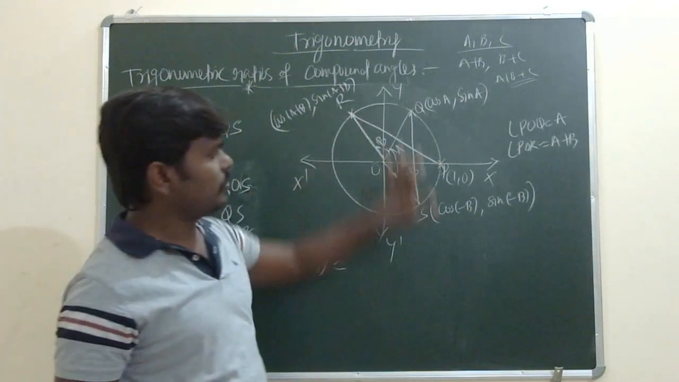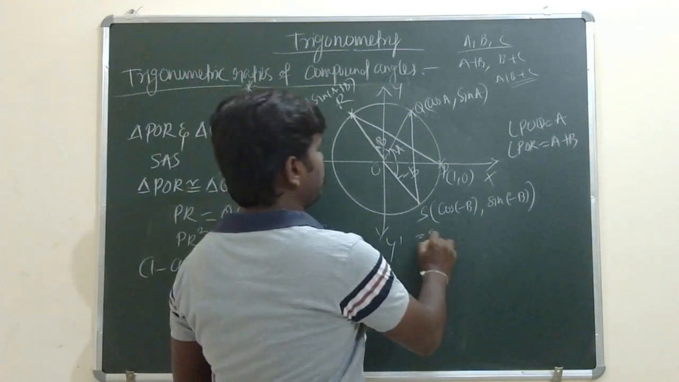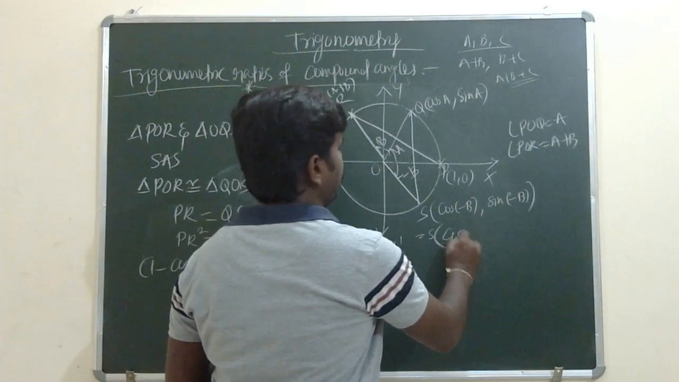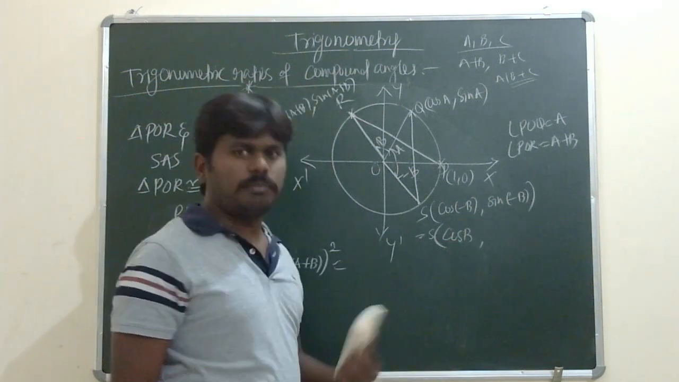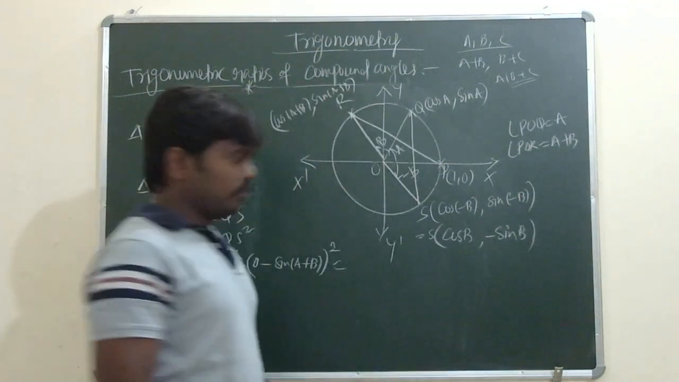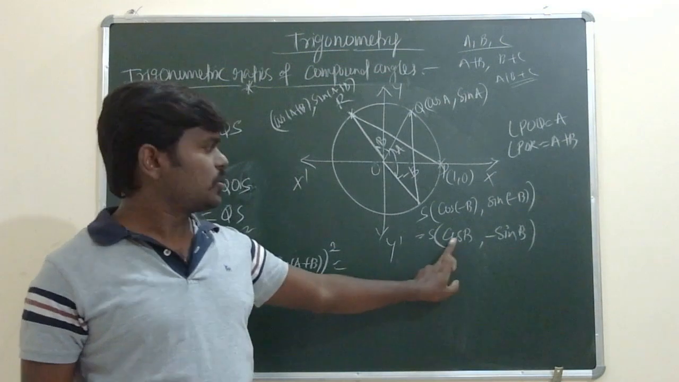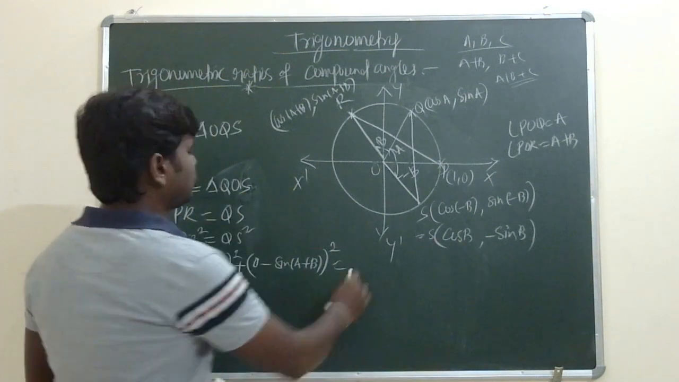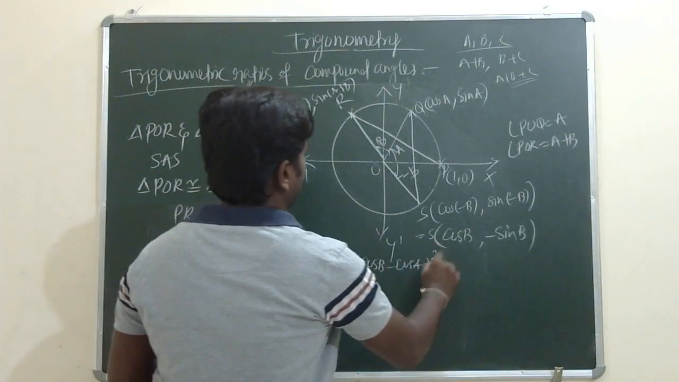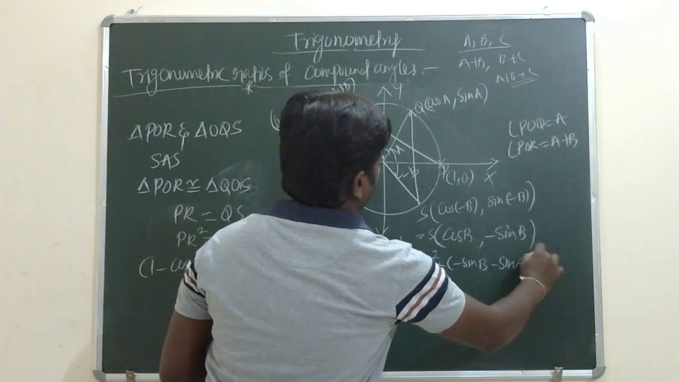QS means this. So here x2 minus x1, here cos of minus B, here we can simplify this. Cos of minus theta is nothing but cos theta, so here we can write cos B, and sin of minus theta means minus sin theta, so here we can write minus sin B. So now the distance between the points Q and S is nothing but x2 minus x1. So cos B minus cos A whole square plus minus sin B minus sin A whole square.